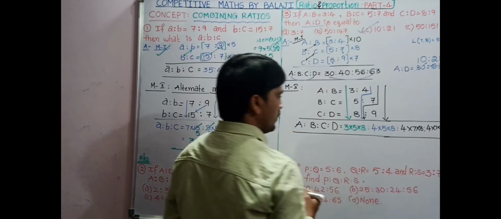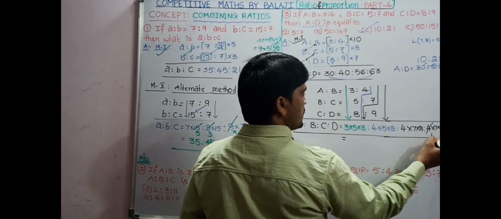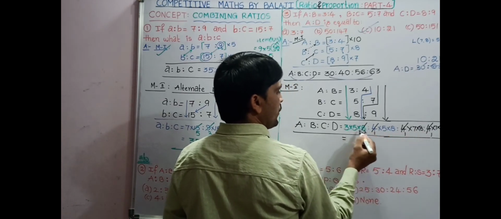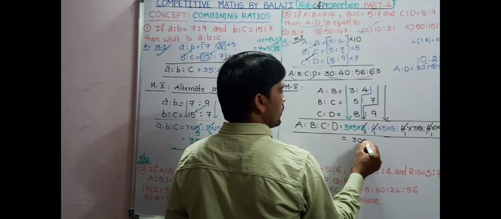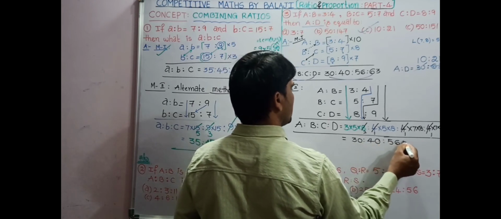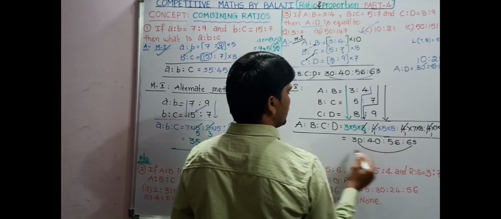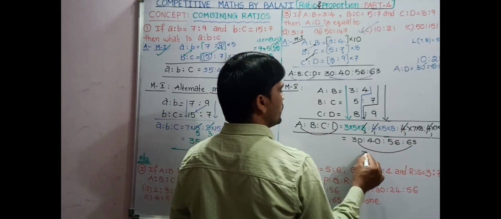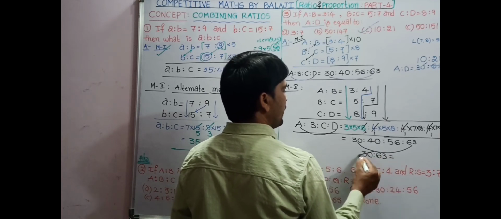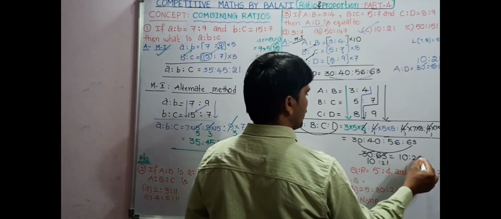Okay, so 3 5 8 is 120, 4 5 8 is 160, 4 7 8 is 224, 4 7 9 is 252. But we have to find A is to D. We have to find A is to D, that is 30 is to 63. Again we get 10 is to 21.